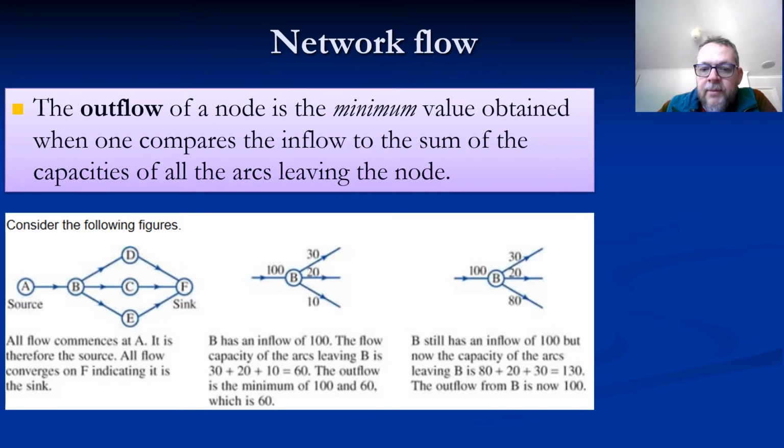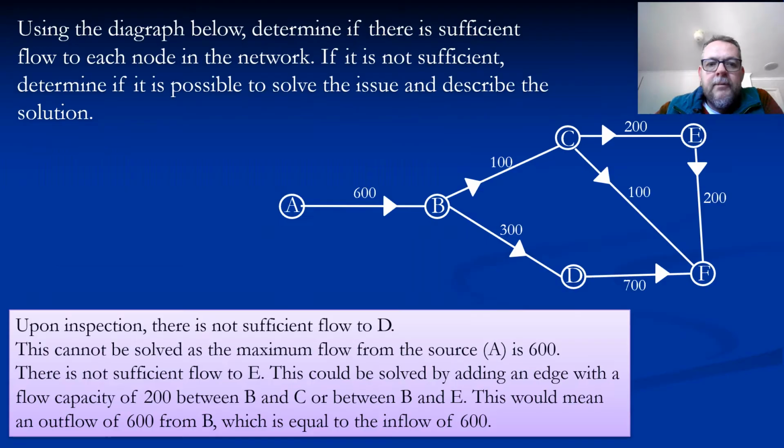Now B still has an inflow of 100, but now the capacity of the arcs leaving B is 80 plus 20 plus 30. Now the outflow is still 100. So let's have a look at these two here. Remember, these sum up to B. 30 plus 20, that's 60. But in this case, these sum up to be 130. But there's only 100 coming in, so the outflow is still only going to be 100.